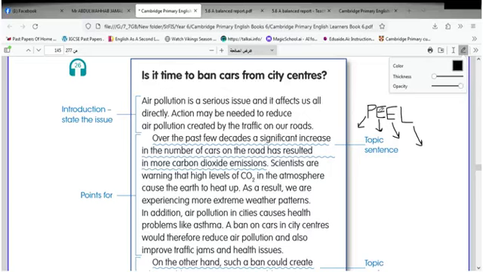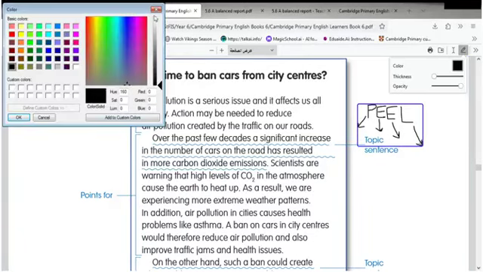All the time remember, each paragraph should have at least 3 to 4 sentences forming PEEL or TEEL. Okay, let's move now.